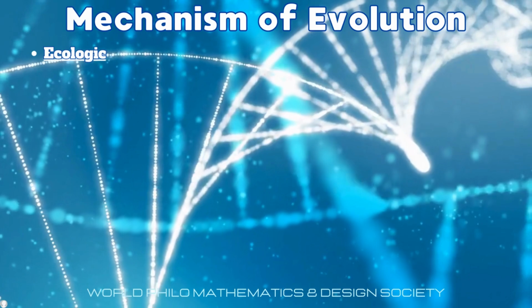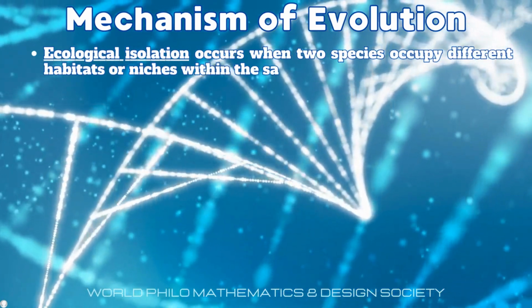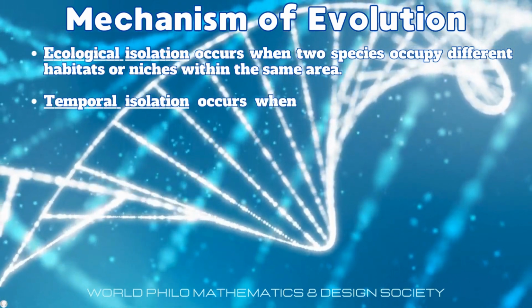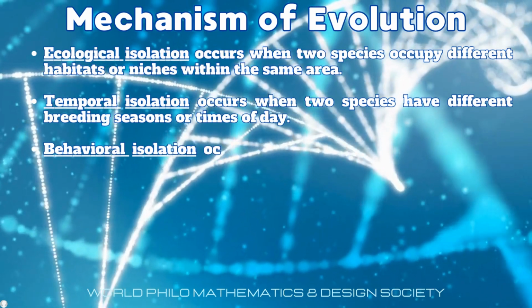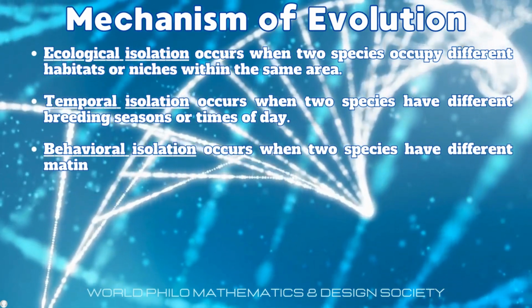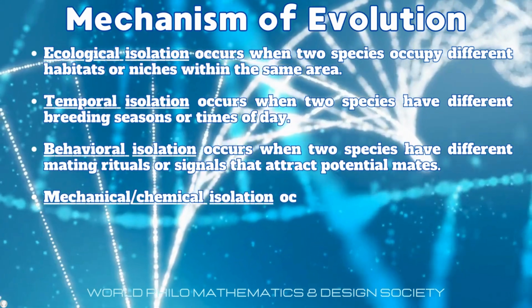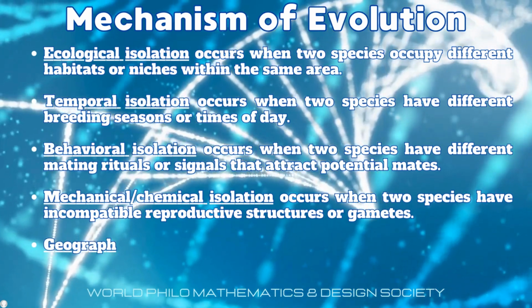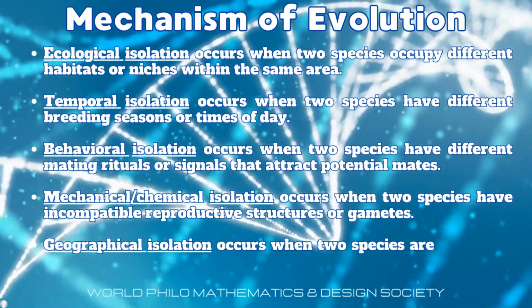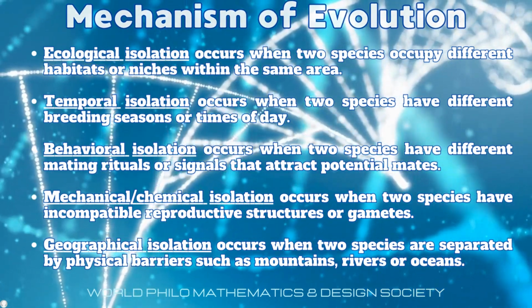Ecological isolation occurs when two species occupy different habitats or niches within the same area. Temporal isolation occurs when two species have different breeding seasons or times of day. Behavioral isolation occurs when two species have different mating rituals or signals that attract potential mates. Mechanical or chemical isolation occurs when two species have incompatible reproductive structures or gametes. Geographical isolation occurs when two species are separated by physical barriers such as mountains, rivers, or oceans.